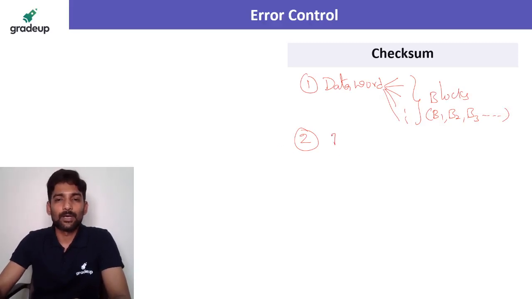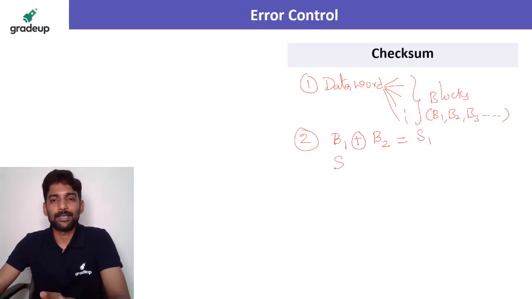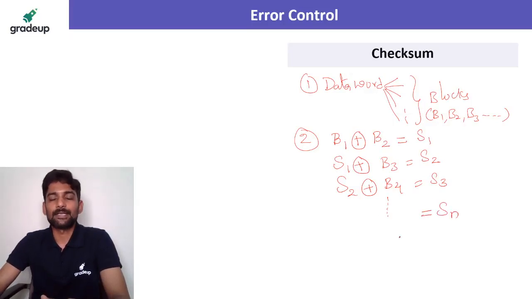Now what we will do, B1 is exclusive OR with B2. Whatever the obtained result, let it be sum 1, S1. That S1 is exclusive OR with the next block. Whatever is obtained is called S2. This is exclusive OR with the next block, S3. So until all blocks are over, we do this process. Let's say the finally obtained sum is Sn.